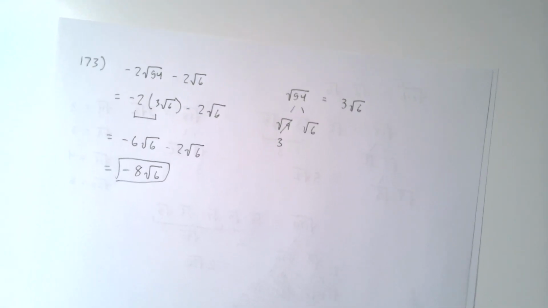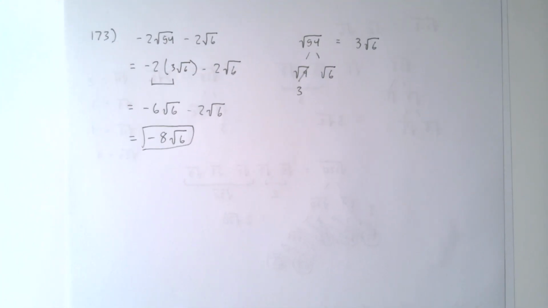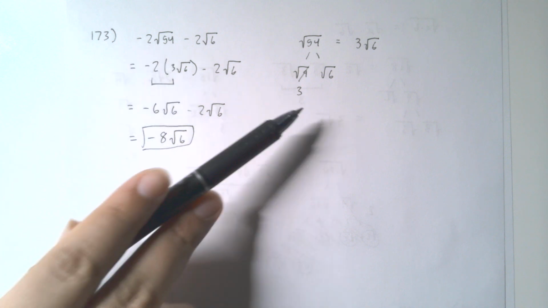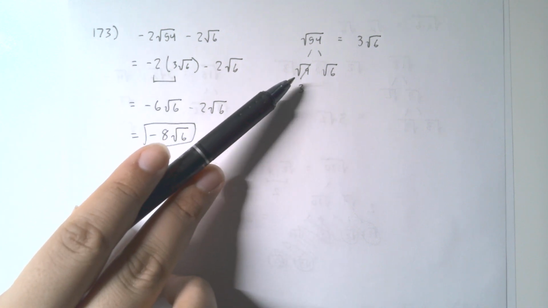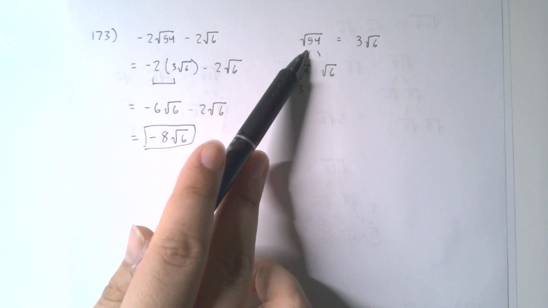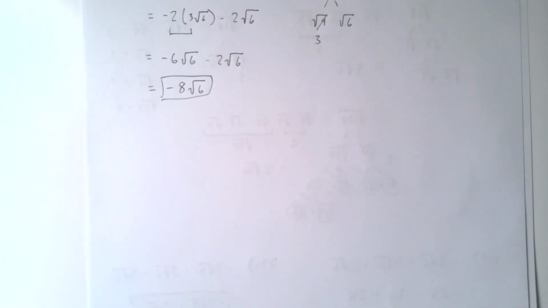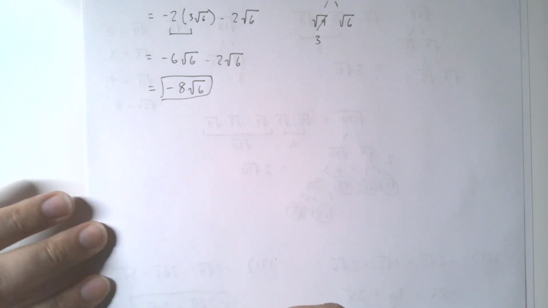However, for the ones that we're going to see for the remainder of this video, a lot of them can be simplified. We just have to ask ourselves, can this number be divided by a perfect square? And so in the case of 173, yes, 54 was divisible by 9. So square root of 9 was 3. That's how we were able to turn the square root of 54 into 3 square root of 6. So let's look at number 174.